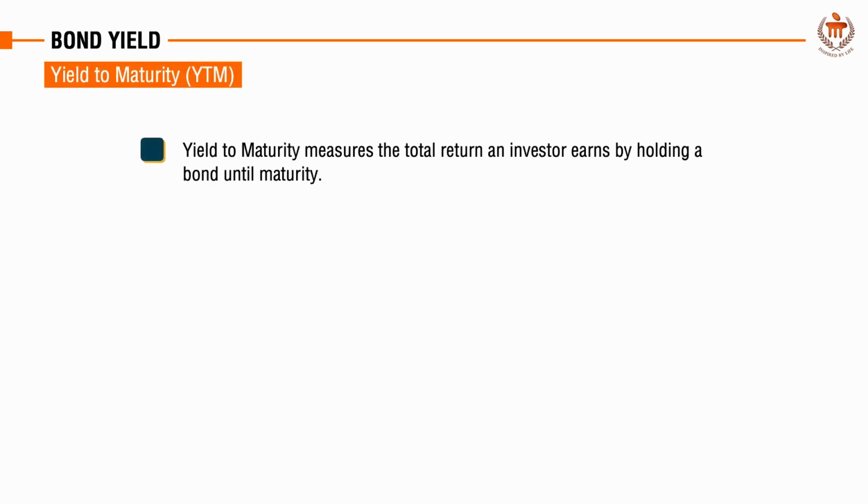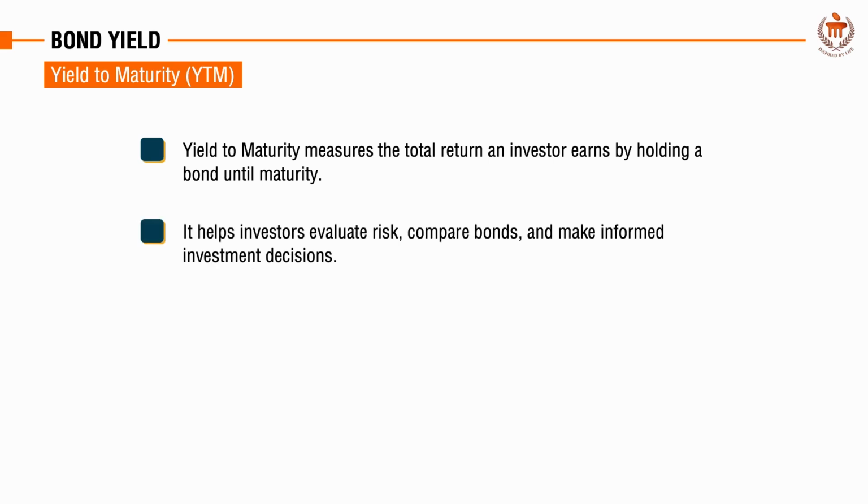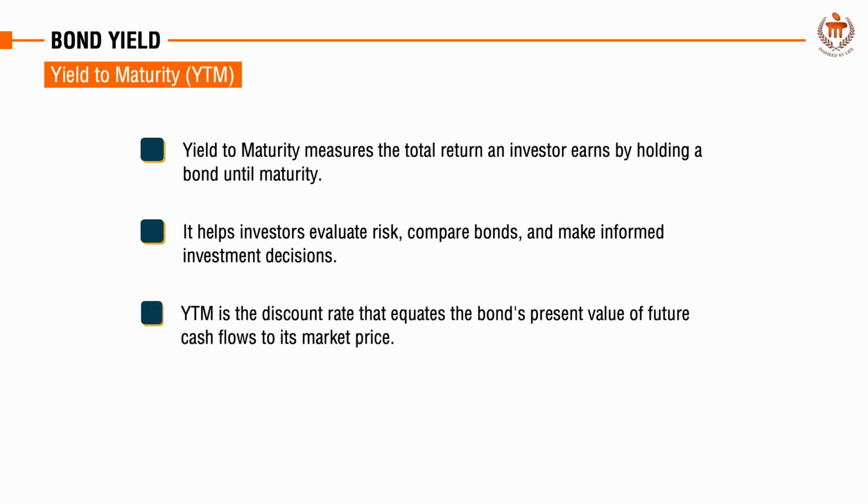If you have ever wondered how investors measure the total return they will get from holding a bond until maturity, yield to maturity is the answer. It's more than just a percentage, it's a tool that helps investors evaluate risk, compare bonds, and make informed investment decisions. Yield to maturity is the rate of return earned by an investor who purchases a bond and holds it until it matures. Essentially, it's the discount rate that makes the present value of all the future cash flows, coupon payments, and principal repayment equal to the bond's current market price.